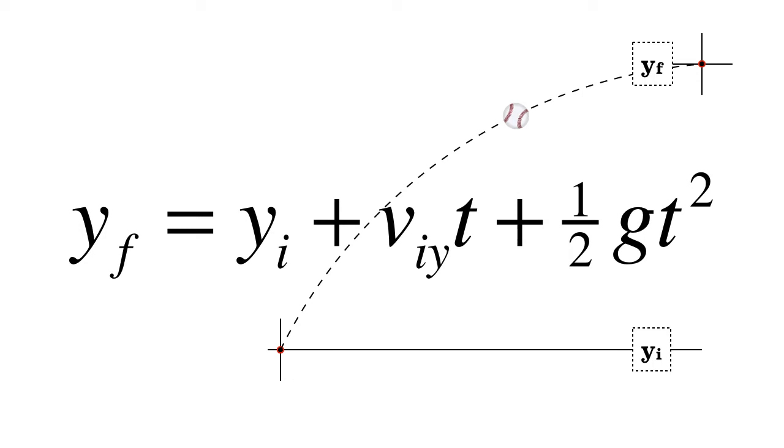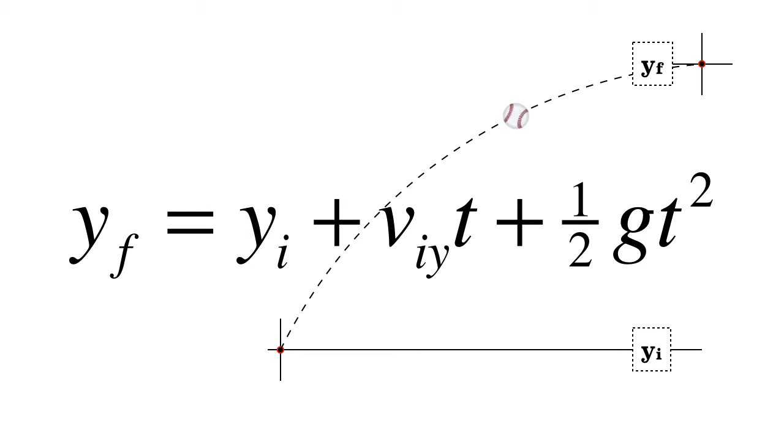So this formula handles either case, a baseball heading upward to start or a water balloon heading downward to start. We can handle both, or anything that's launched with any y component for the velocity. All right. Now, this is half of the formula. Buy and read the rest of chapter 2 to get the rest of the story.